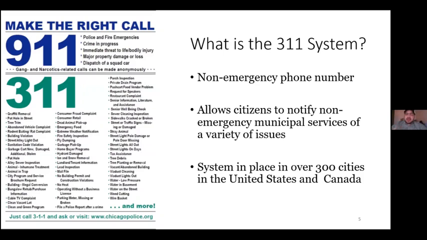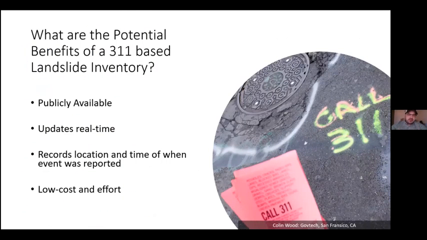In Allegheny County, Pittsburgh, landslides are one of these issues. This system is widespread throughout the nation and is actually in place in over 300 different cities in the United States and Canada. So now, what can I do with this 311 system? Why is it going to help me with landslide susceptibility? What am I getting from these citizen science data reports?